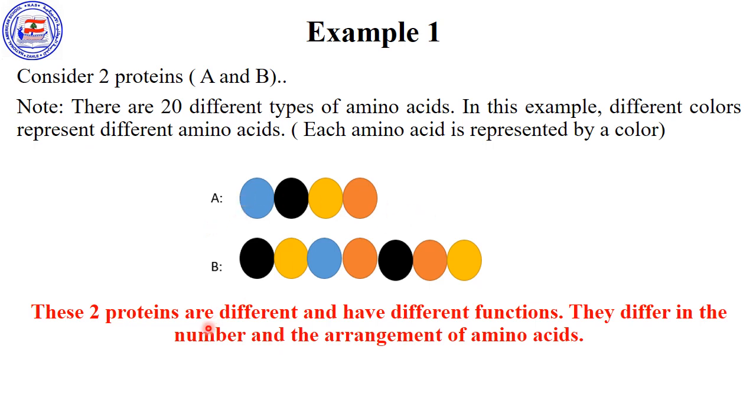What about the sequence of amino acids? In A, amino acids are arranged in the following order: blue, black, yellow. However, in B, black, yellow, blue. So as you can see, the sequence of amino acids is also different in these two proteins. So these two proteins are different and have different functions. They differ in the number and the arrangement of amino acids. From where do they get this order? From the nucleus, from the information found inside the nucleus.